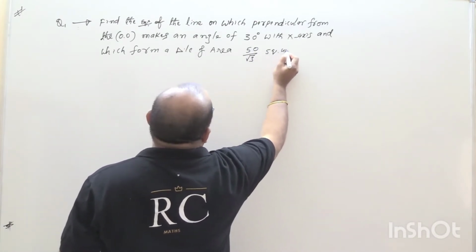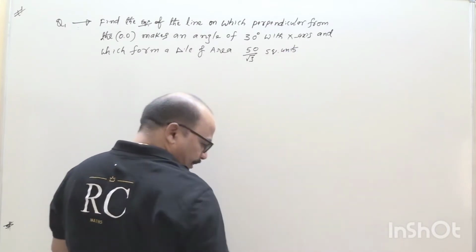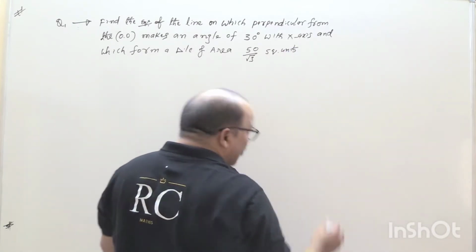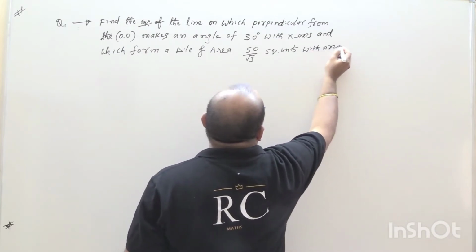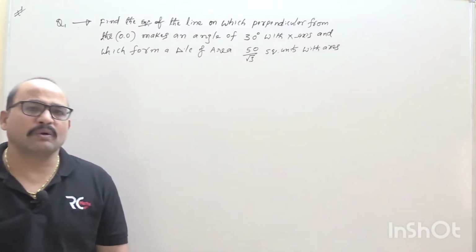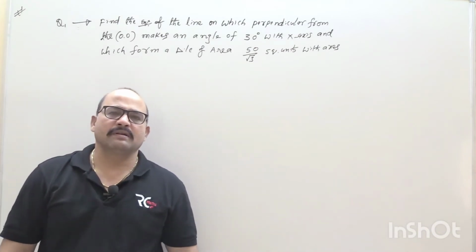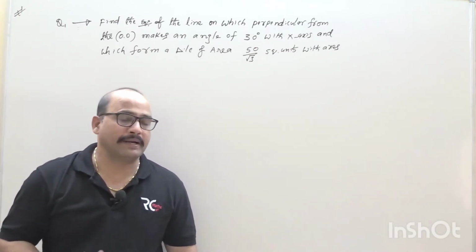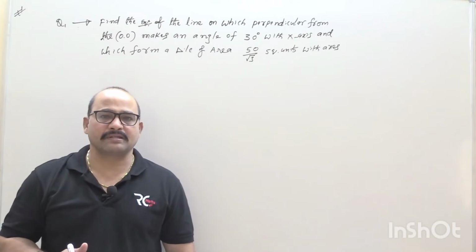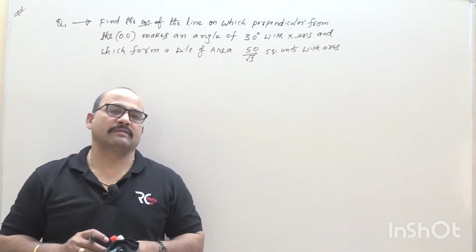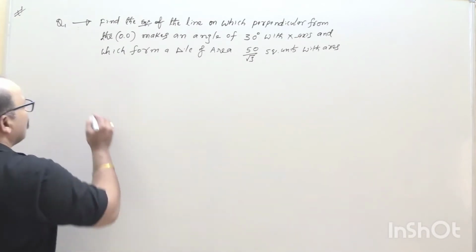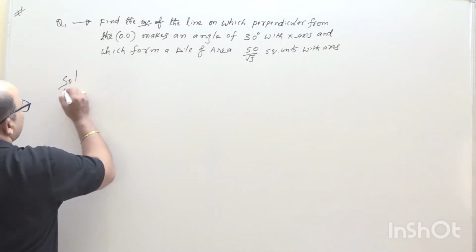I am giving the area, students, with the axes. Axes means coordinate axes. This is the problem, students. First read the question for better understanding. Now, dear students, first of all, what is given and what we have to find. First I am going to collect the given data.